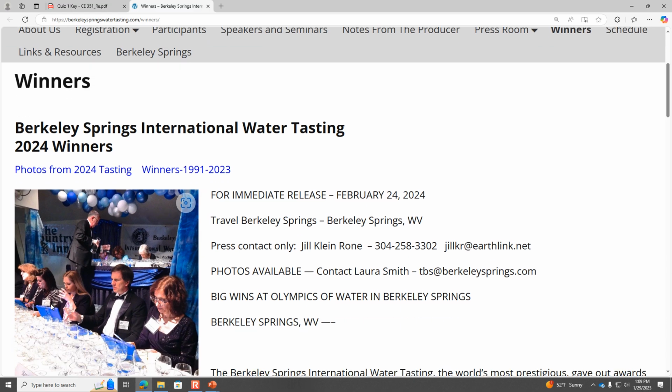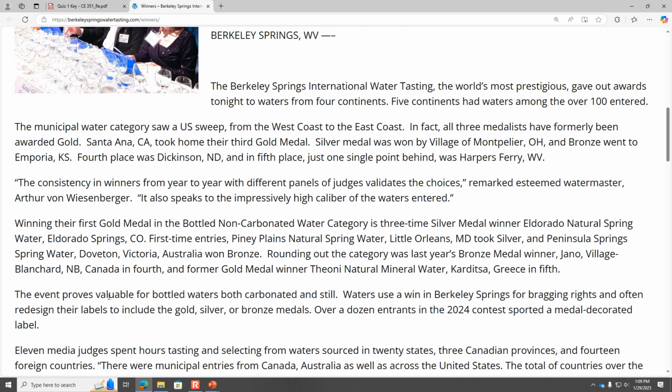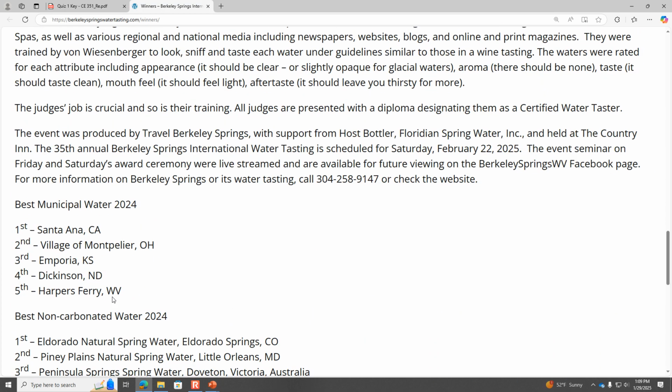And you can see the judges get all dressed up, and then they've just got glass after glass of water in front of them. They do a blind taste test so that they don't know whose water they're evaluating. They say what they like, and then they grade it. And they have different divisions. There's a division for tap water, a division for bottled water, and a division for carbonated bottled water. And so it's interesting to see who the winners are.